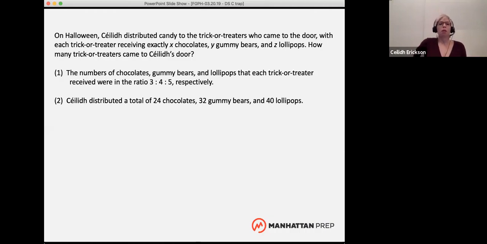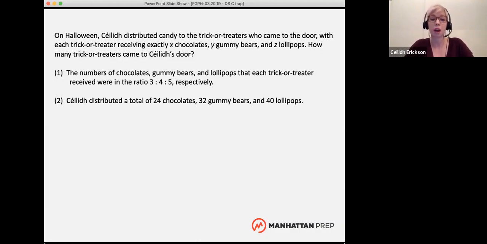But I want you to think about this. All right, looking at the first one, we're given a ratio. Well, if we have a question that's asking for a concrete number, how many trick-or-treaters, and if we aren't given any numbers yet, a ratio is not going to help. We need concrete numbers to answer a question about concrete numbers. So a ratio is not enough.